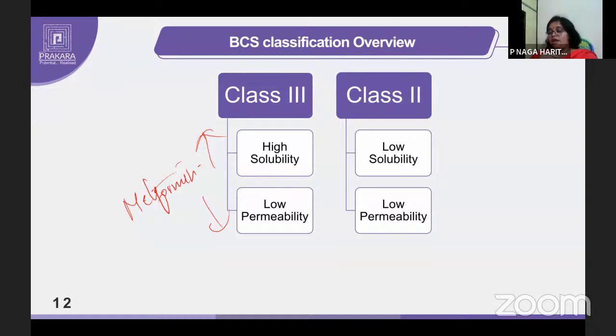And then class 4 is low solubility. Here, in class 4, there is both low solubility as well as low permeability, and these drugs have the most significant formulation as well as absorption challenges. An example we can take is carbamazepine. So these are the various drugs that come under each type of class of the drugs.